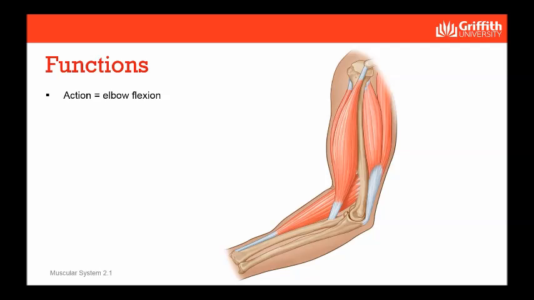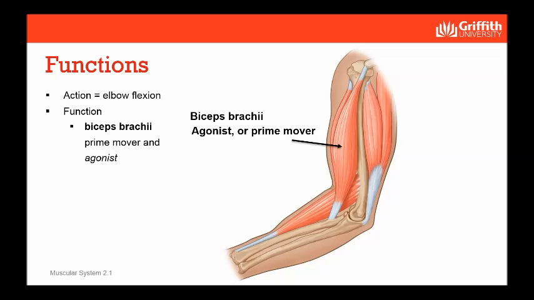Let's look in a little more detail at the functions of the muscles surrounding the elbow joint during elbow flexion. The biceps brachii, located in the anterior compartment, is the agonist for elbow flexion and is also the prime mover. The triceps brachii is the antagonist to elbow flexion and it is located in the posterior compartment of the upper limb and inserts by common tendon into the olecranon of the ulna.